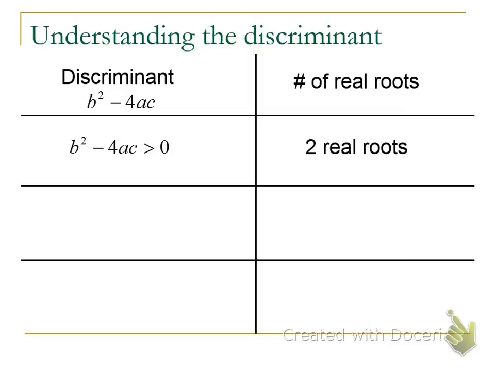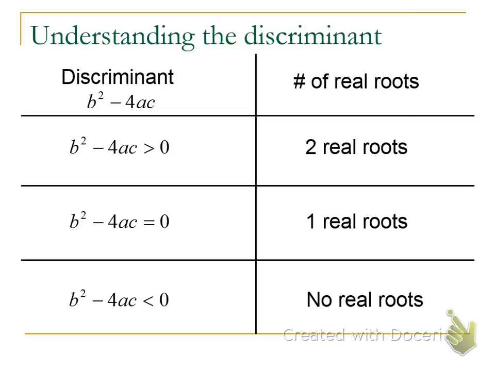Okay, so whatever you sub in for A, B, and C, if you get a number that is greater than 0, you know that you should solve for two real roots. If your discriminant equals 0, then you only have one real root. So if you sub in A, B, and C, and you get 0, then you have only one real root. And if your discriminant ends up less than 0, you have no real roots.